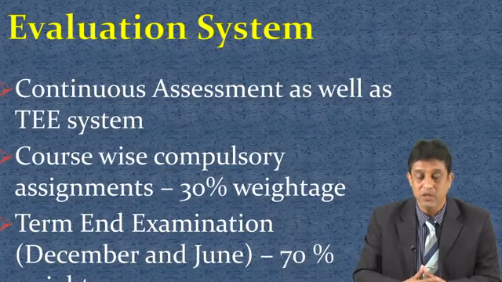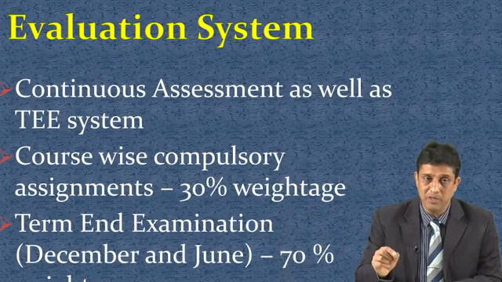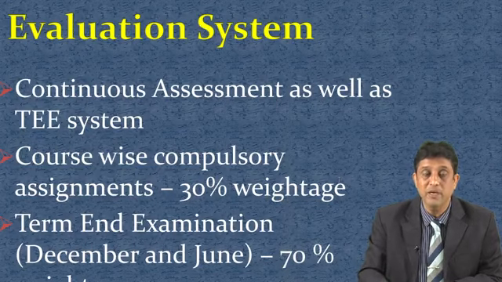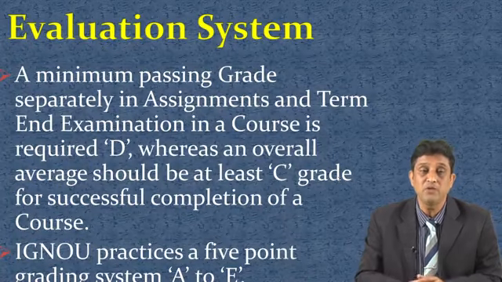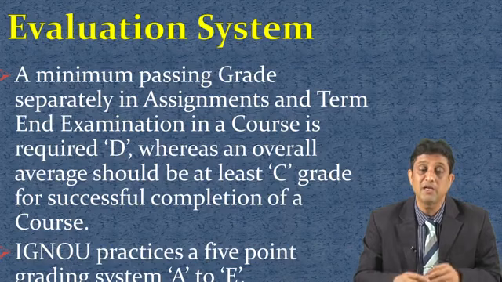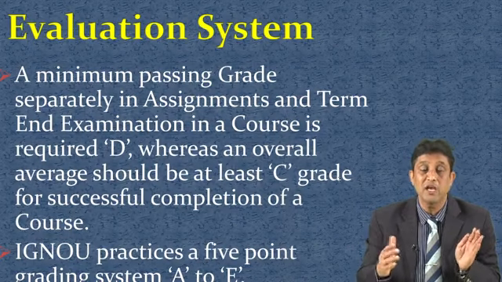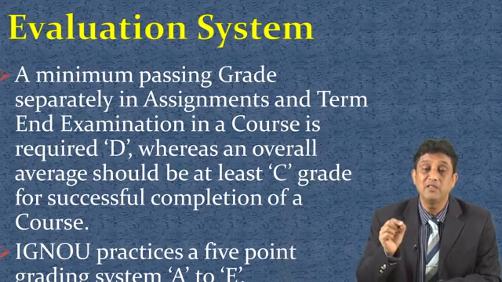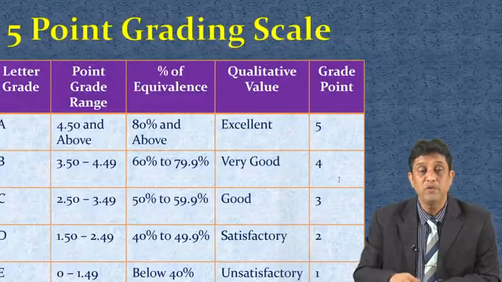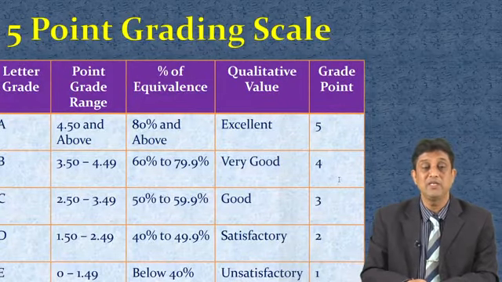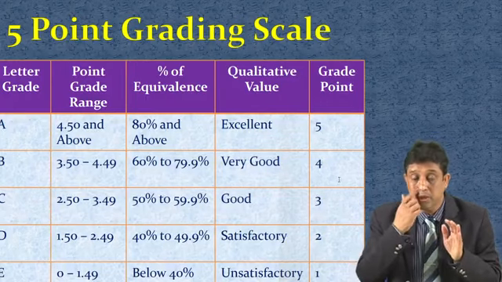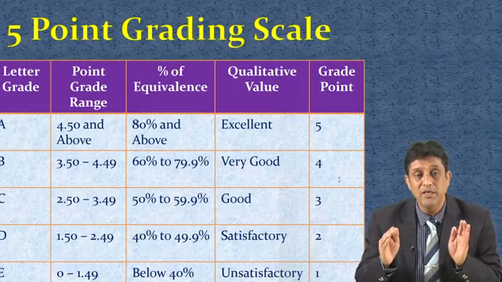And on the evaluation system, let me reiterate that 30% weightage is given to assignments and 70% weightage to the term-end examination. For successful completion of the assignment of a course, at least a D grade is required, and for the term-end examination also, at least a D grade is required. For combining assignment and term-end examination, you have to acquire at least a C grade for successful completion of that course. We practice a 5-point grading system, where the highest grade is A, excellent, and the lowest grade is E, unsatisfactory. But for successful completion of the course, you have to earn at least a C grade.